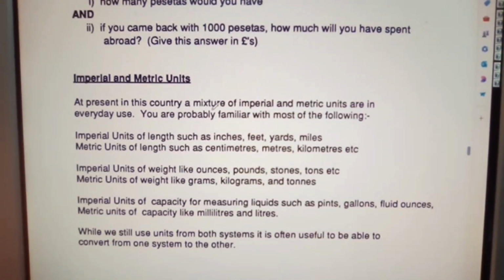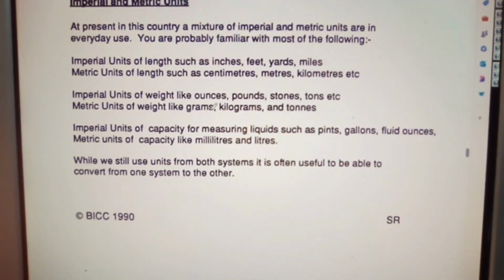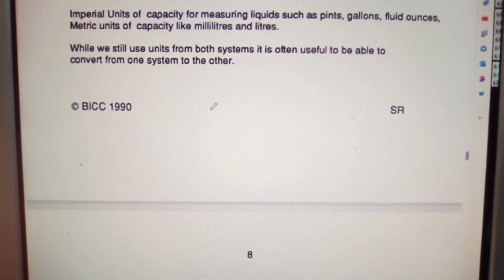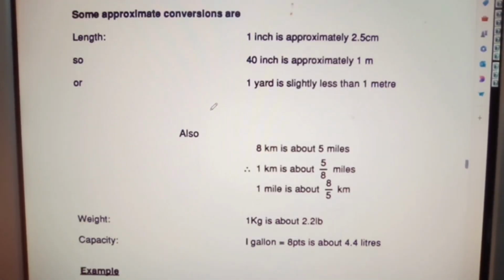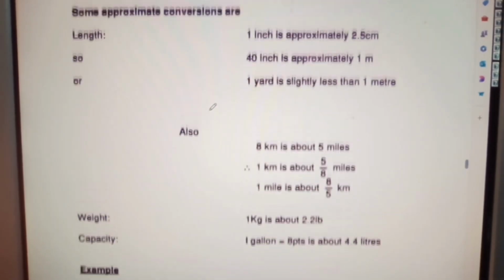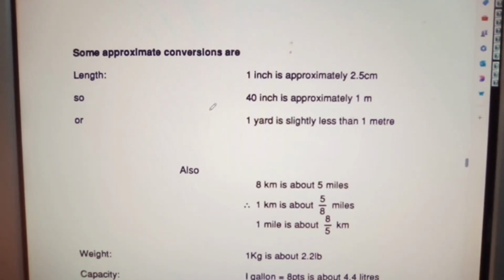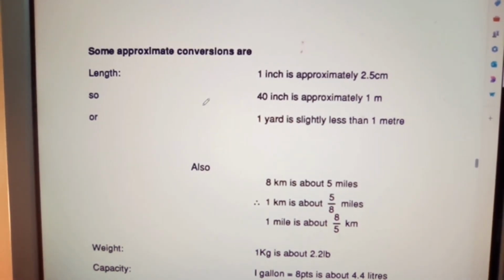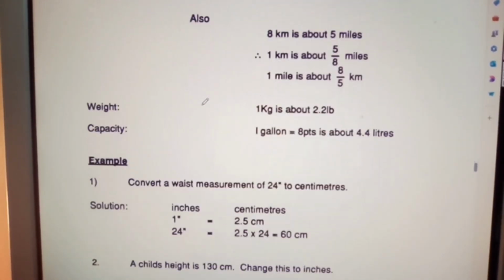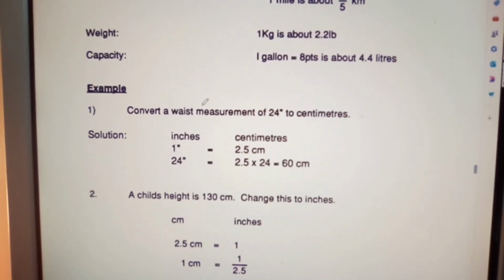Imperial metric units, okay, make sure you get familiar with those, use them. You still need to apply them for yourselves, okay? Let me hang around this for a second so you can see what you need to be doing. Now write them out. Remember, you can pause your video if you wish, okay? It's essential that you understand the concepts.